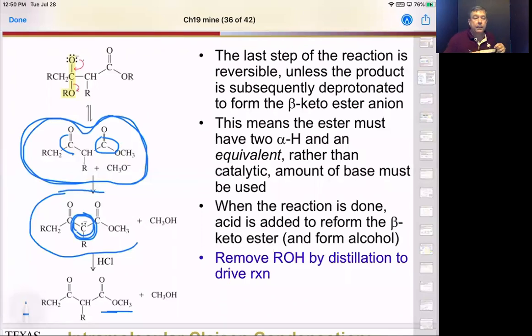And then again, you can drive the reaction to make a whole bunch of this salt here if you remove this alcohol by just distilling it off or removing it. And that's the condensate of the reaction, the stuff you're removing by distillation. Okay, so we can take any ester as long as it has acidic hydrogens and make the Claisen condensate, which gives us a beta keto ester.